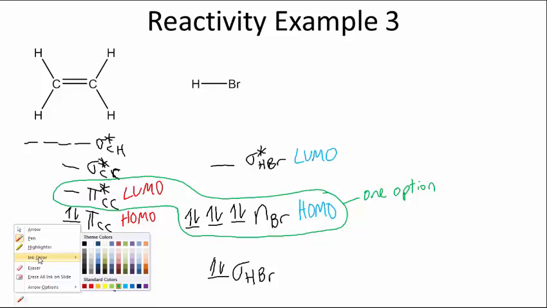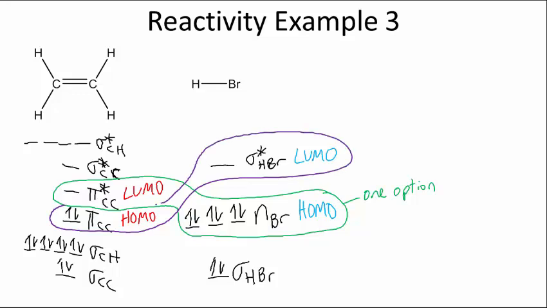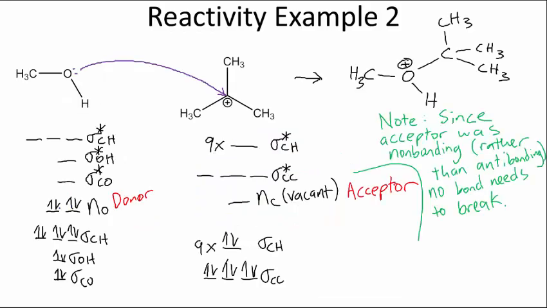Or you could consider the other option where I have pi CC donate to sigma star HBr. And this is an example where I think you need a little more information to be able to make the choice. I think the last case was pretty clear cut. It was pretty clear cut that when you have a neutral molecule and a positive molecule, you're probably going to donate to the positive molecule.